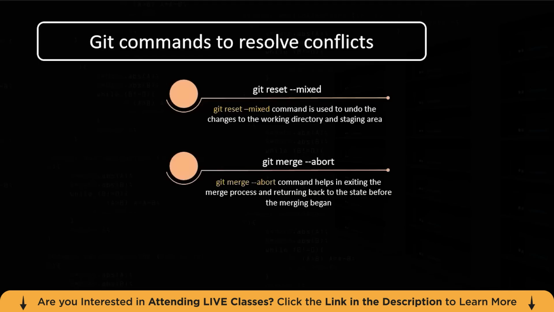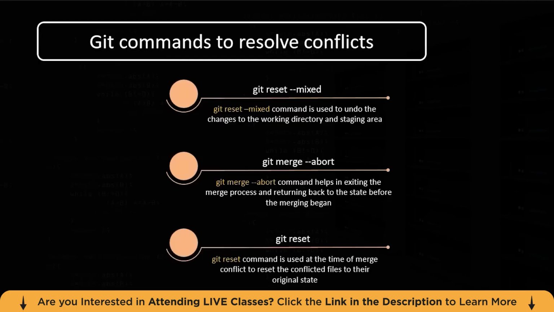Now we have git merge --abort, which is used to exit the merge process and return to the state before the merge began. If you're not able to resolve the merge conflicts manually, then in that situation we will be aborting the merge, the git merge over here.